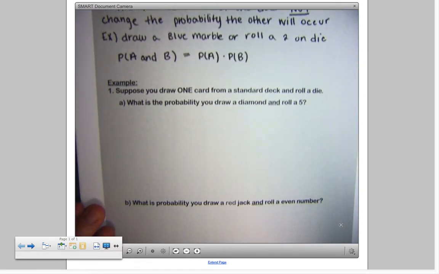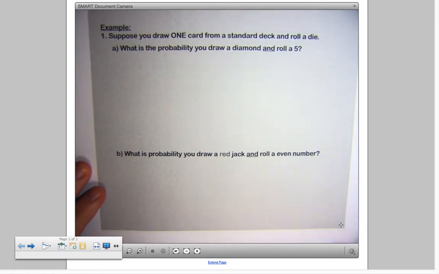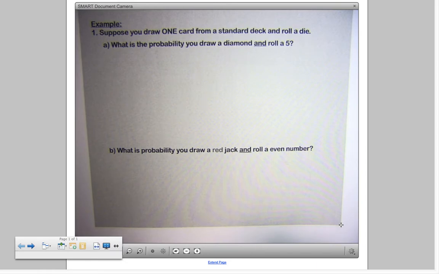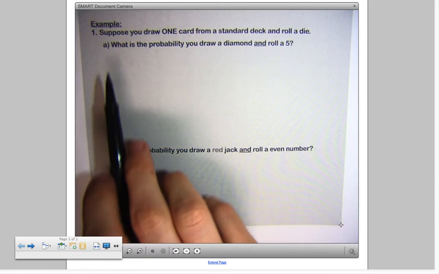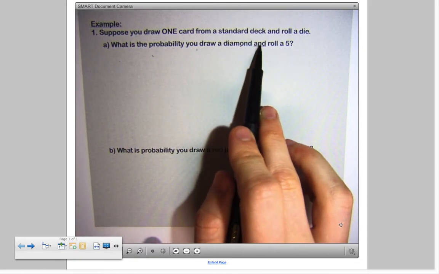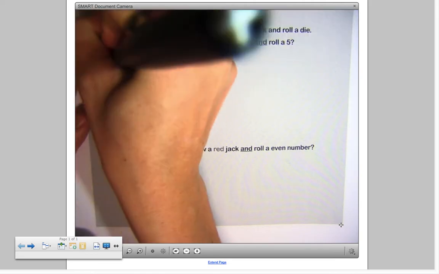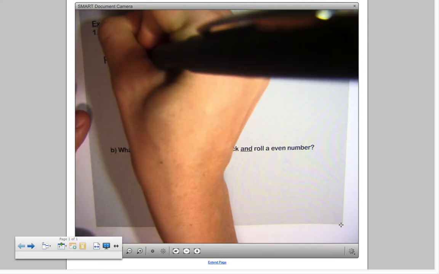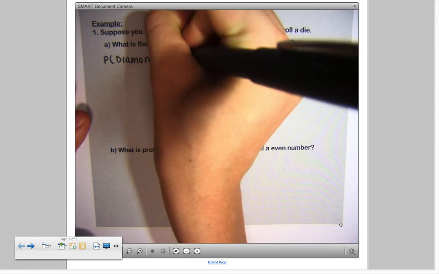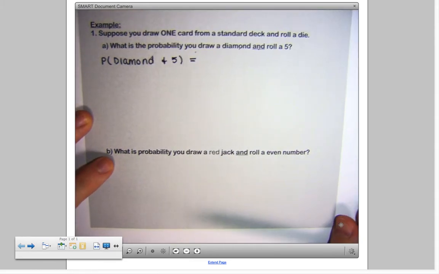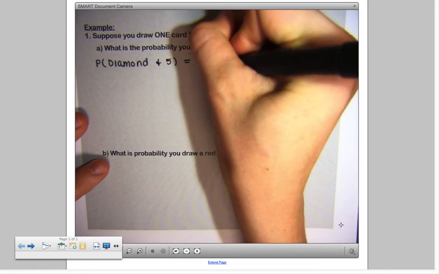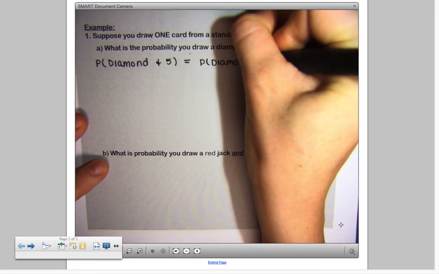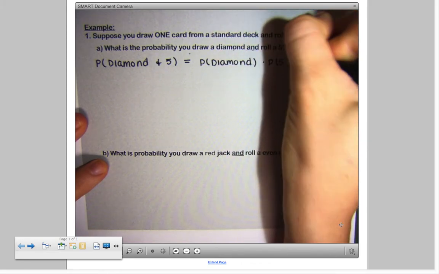All right, so first example, we draw one card from a standard deck and we roll a die. Okay, these two are independent because it does not matter what card we draw from a deck, it will not affect the number we roll on the die. So we know we're going to multiply. We want to know the probability you draw a diamond and roll a 5. Since they are independent, it's going to be the probability of a diamond times the probability of a 5.